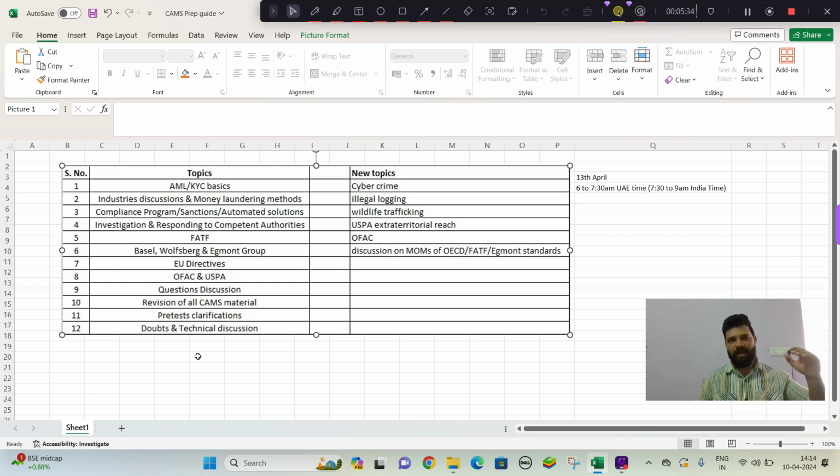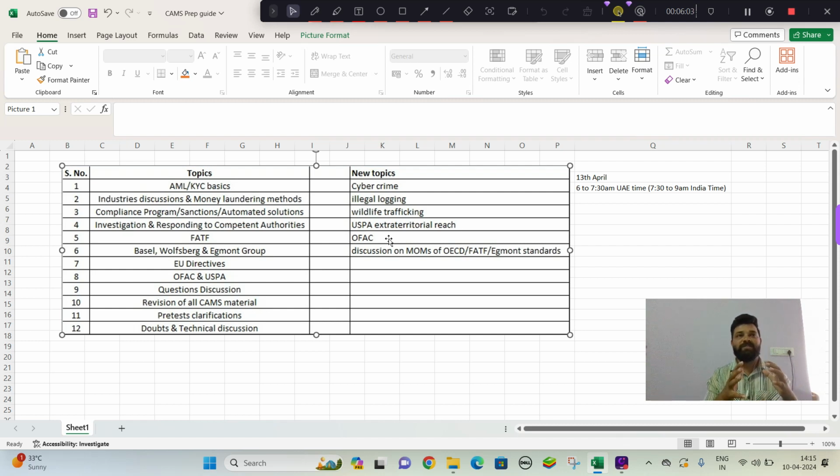As for the new pattern, it is the 6.5 version which is running right now from ACAMS. There are certain new topics they have come up with. Cyber crime, what is illegal logging, what is wildlife trafficking, and there's something called USPA extraterritorial reach. And they have come up with OFAC extraterritorial reach. How are we reaching out to other countries with our own rules and regulations?